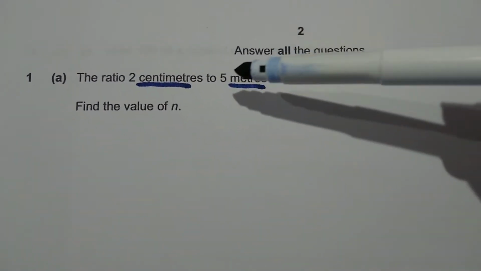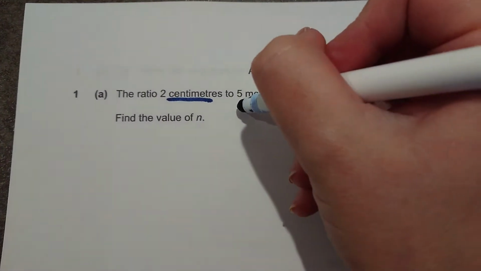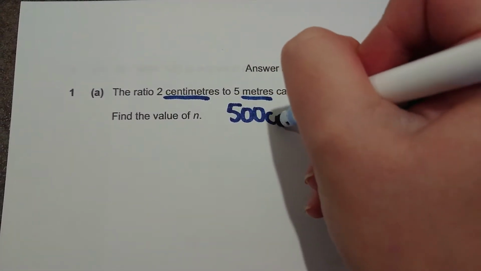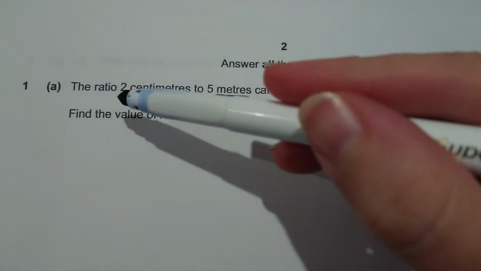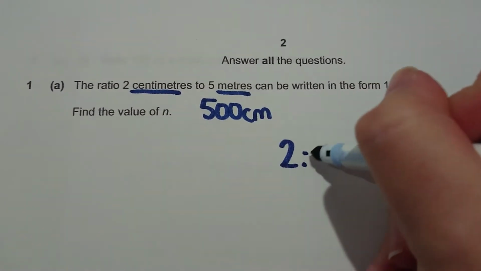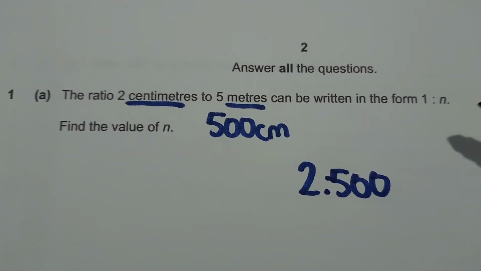So the first thing is to make those the same. So I know that there's 100 centimetres in a metre. So instead of 5 metres, I'm actually going to say that that is the same thing as 500 centimetres. So my ratio would now be 2 to 500 because they're now in the same units. And I want it in the form 1 to n.